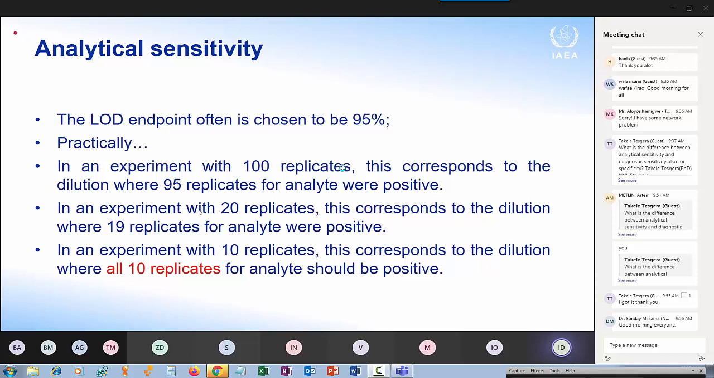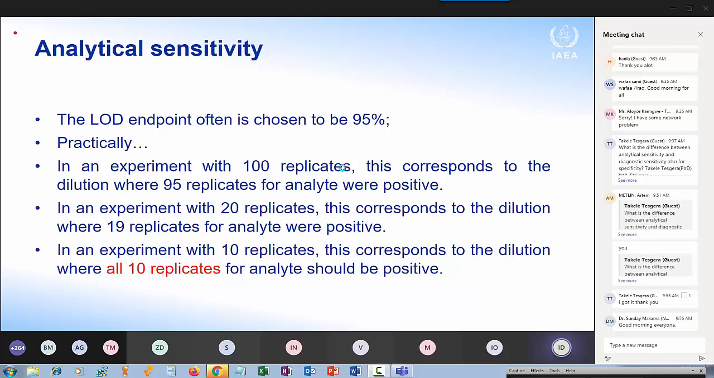We said previously that the limit of detection is often chosen to be 95%. And what does this practically mean? It means that if in an experiment we use 100 replicates of reference positive samples, this corresponds to the dilution where 95 replicates of the analyte will give a positive result. Or if the experiment is performed with 20 replicates, this corresponds to the dilution where 19 of the replicates will give a positive result. Or if we use 10 replicates, this corresponds to the dilution where all 10 replicates of the analyte must be positive.